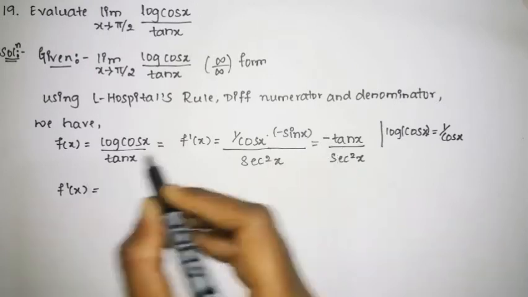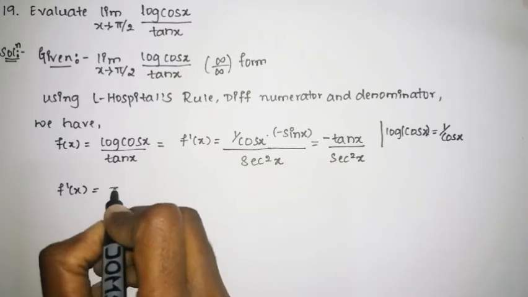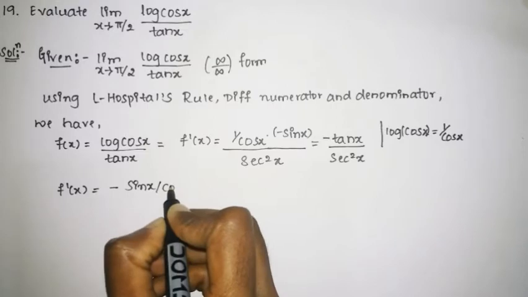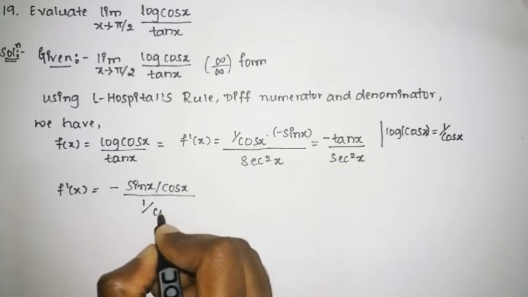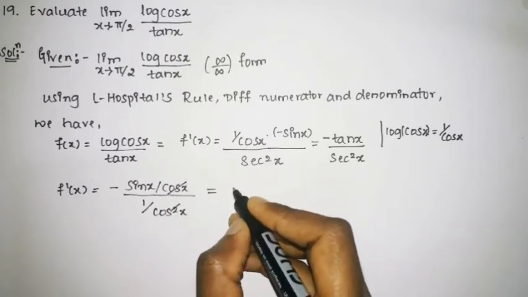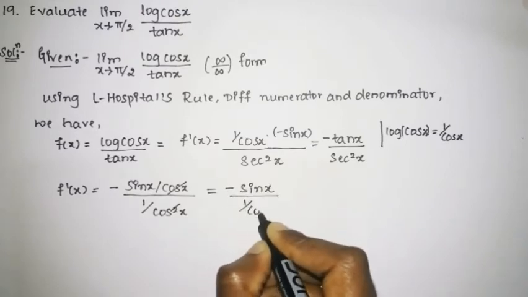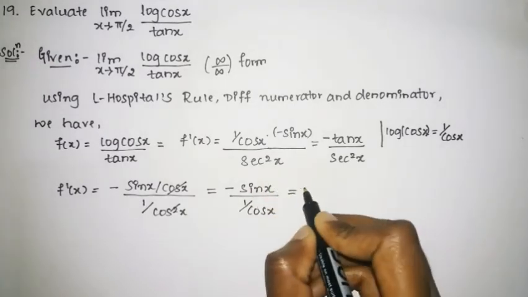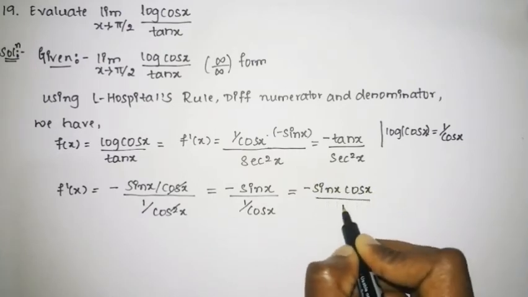So minus tan x can be written as sin x divided by cos x, whole divided by sec square x, which can be written as 1 divided by cos square x. So here 1 cos and 1 cos get cancelled. So remaining is minus sin x whole divided by 1 divided by cos x. So here the cos x is at the denominator, so it comes to the numerator. Therefore we shall write it as minus sin x into cos x divided by 1.